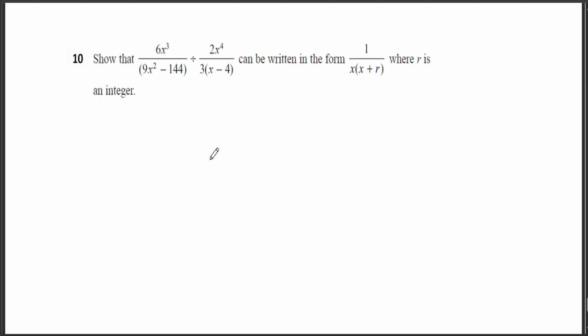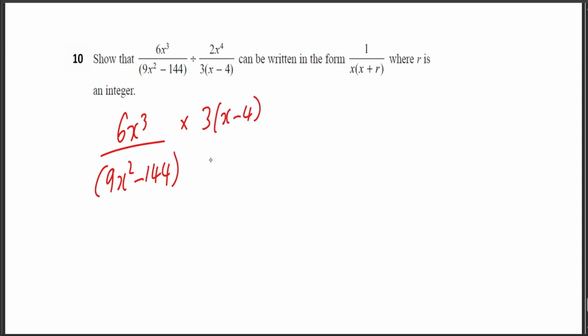Now show that 6x cubed over 9x squared minus 144 divided by 2x to the power 4 over 3 into brackets x minus 4 can be written in the form 1 over x into bracket x plus r, where r is an integer. Again, we use a lot of methods. So 6x cubed over 9x squared minus 144. Division changes to multiplication, and the 3 times x minus 4 goes up, and the 2x raised to power 4 goes down.